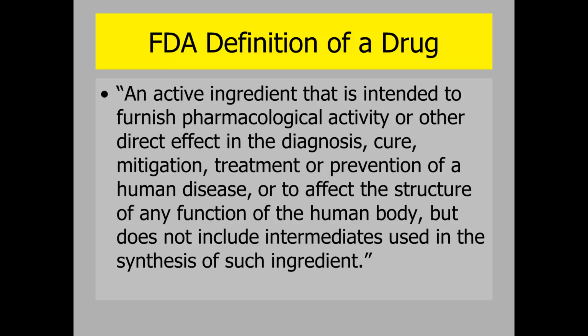So the Food and Drug Administration defines a drug as an active ingredient that is intended to furnish pharmacological activity or other direct effect in the diagnosis, cure, mitigation, treatment, or prevention of human disease, or to affect the structure or any function of the human body, but does not include intermediates used in the synthesis of such ingredient. So if you're synthesizing a drug, you could be doing this from precursors. So the precursors aren't the drug, it's the active ingredient of the drug that is the active pharmacological ingredient.